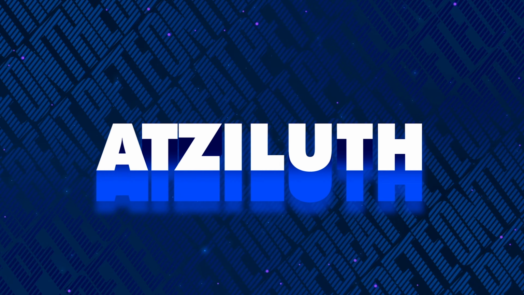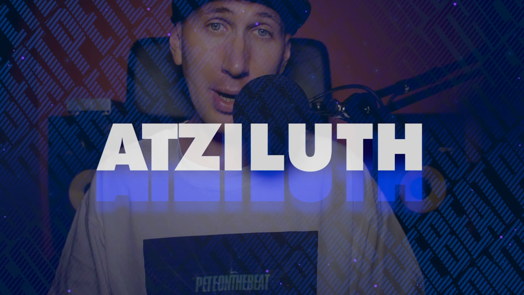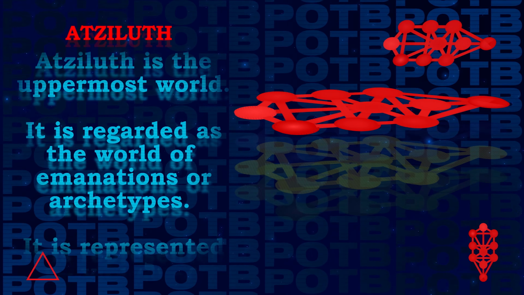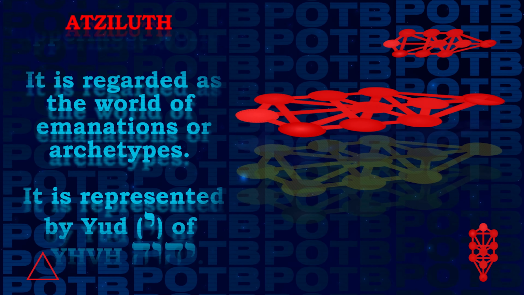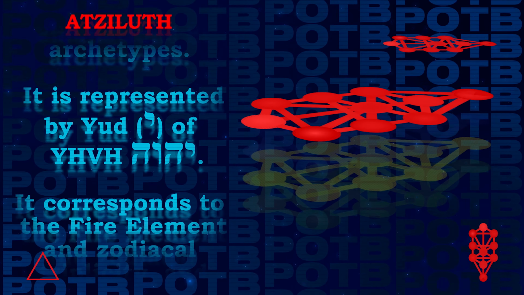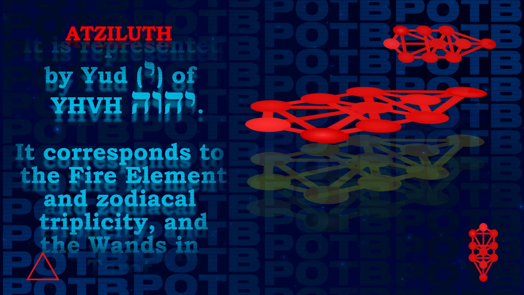Atziluth. The highest in the hierarchy, the first world is called Atziluth, or that of Emanations. Regarded as the archetypal, it is said that it holds the 10 segments of divinity. Its correspondences include the fire element, the zodiacal triplicity of fire, and the wands of the tarot. It's considered that Atziluth is where the male and female aspects of the divine are in perfect unity. On a macrocosmic level, this is the divine will.